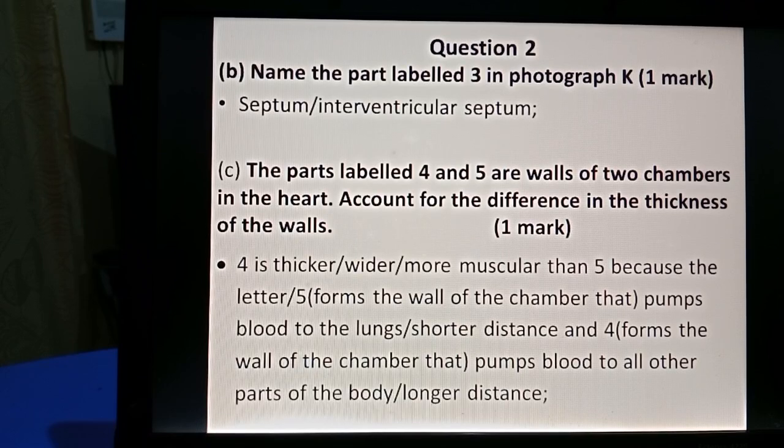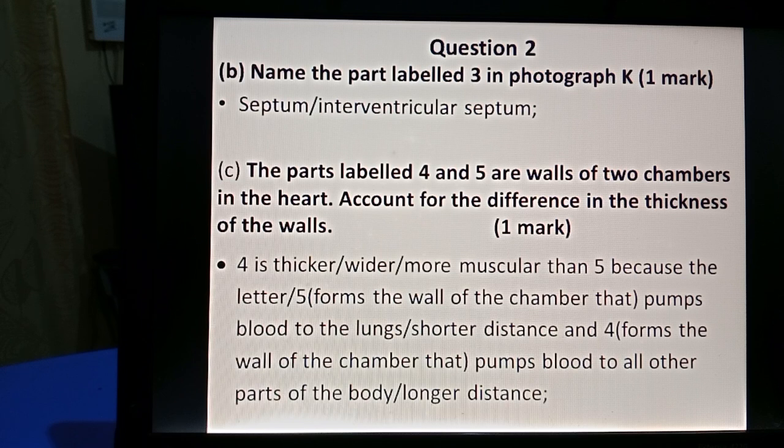We are still in question 2. Name the part labeled 3 in photograph K. That one is known as septum, or you can call it interventricular septum. The parts labeled 4 and 5 are walls of 2 chambers in the heart. Account for the differences in the thickness of the walls.